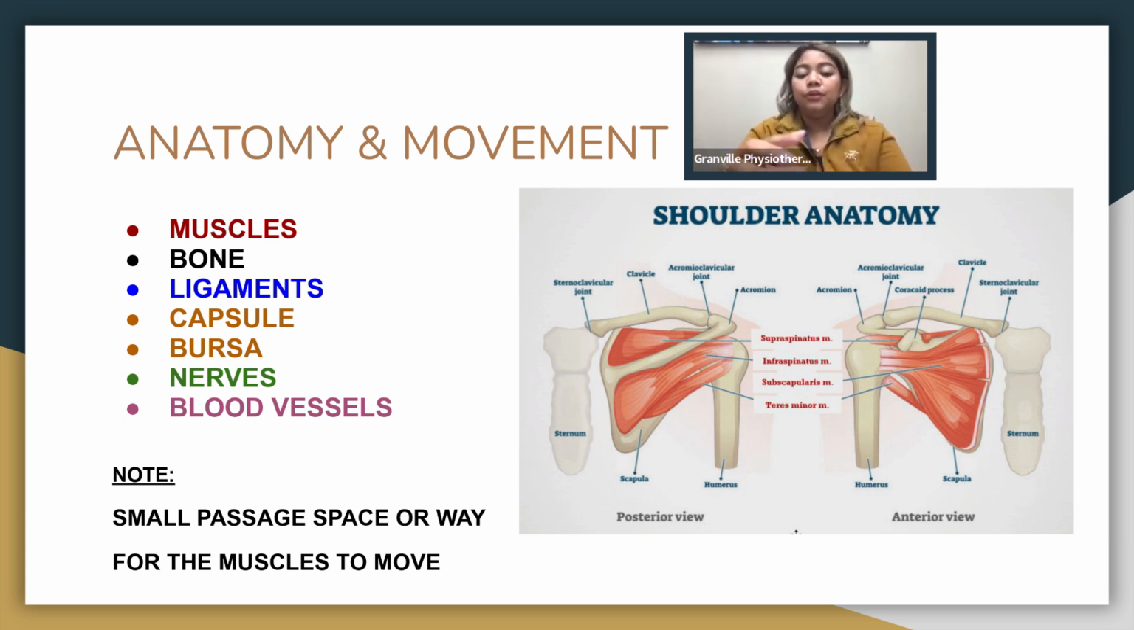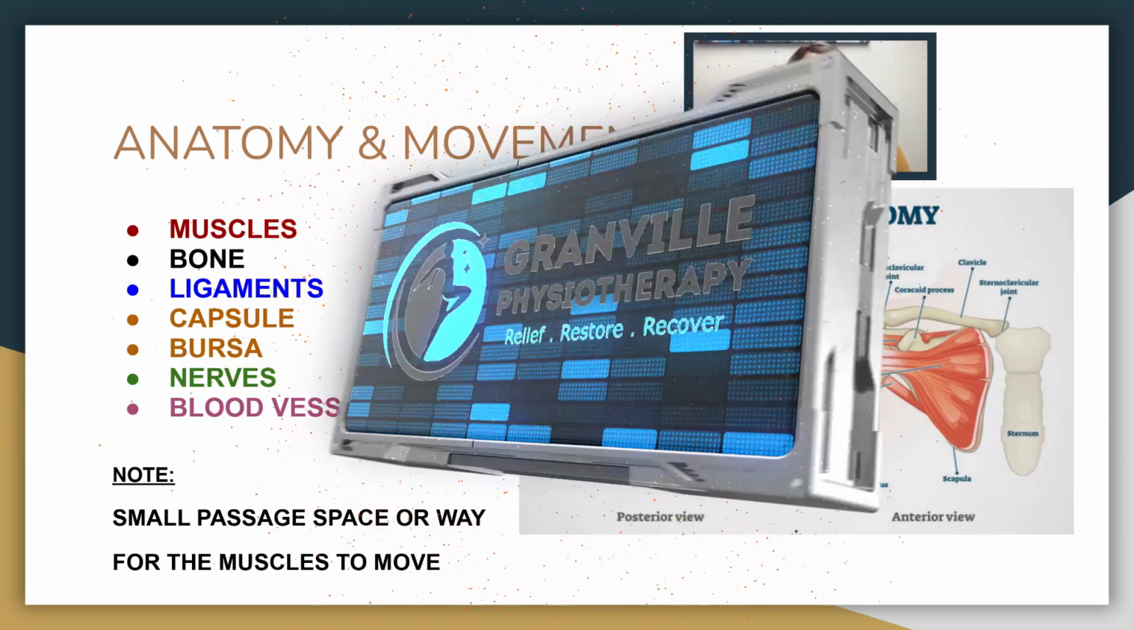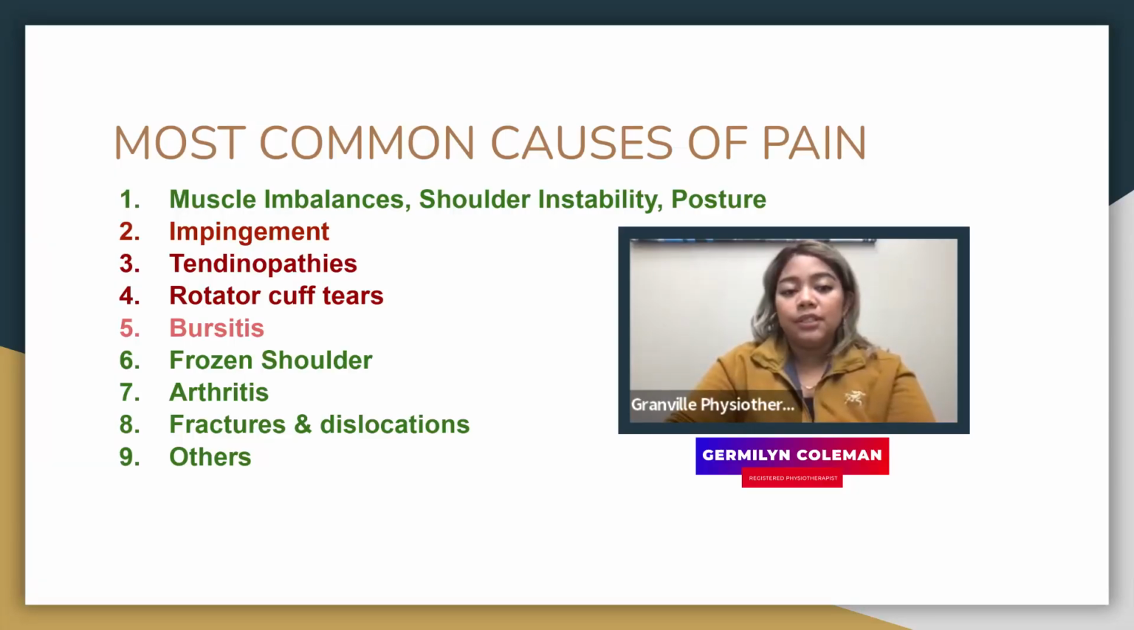Take note that when you look at the structure of the shoulder, there's only a small space where the main muscles are passing through. So it's a small passage or space. So any increase of volume there, or any changes of the positioning of the bone, would compress or impinge those muscles. The most common causes of pain are muscle imbalances.